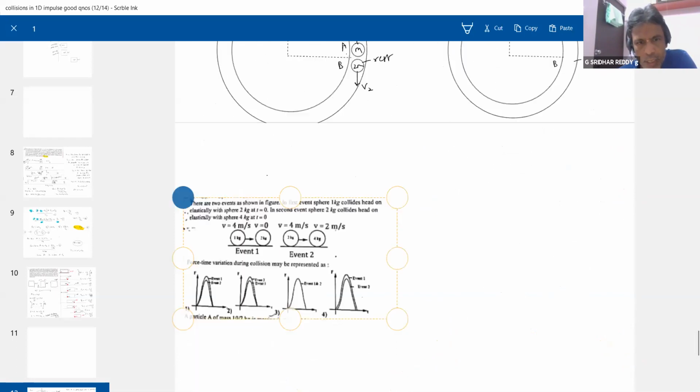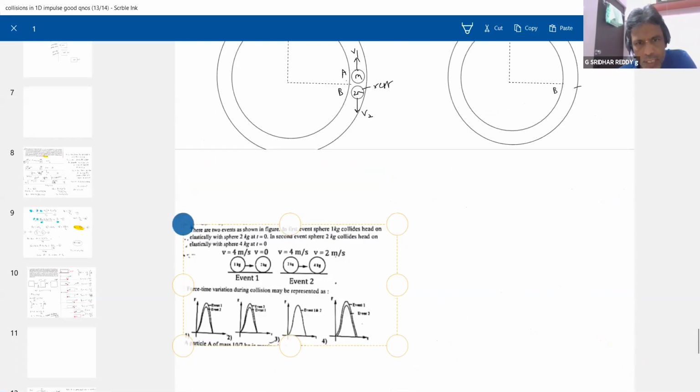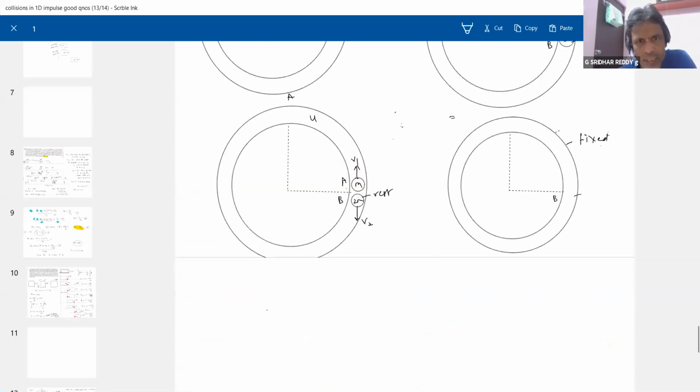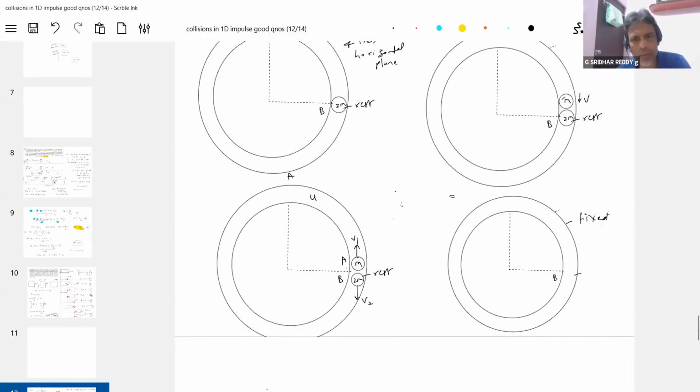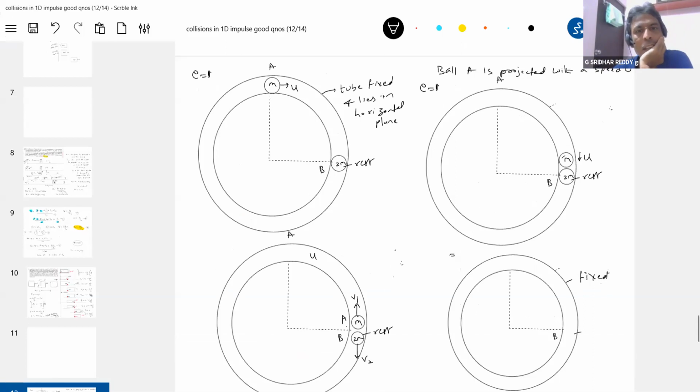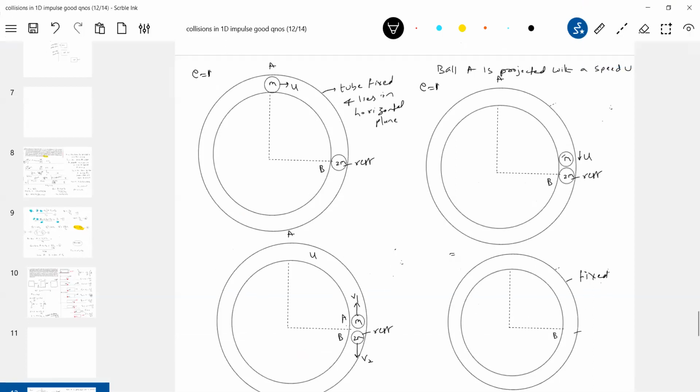If you are able to understand the question, it will be much easier. The same collisions in different ways they'll try to ask in exams. You have to be very careful about the different types of numericals. How to calculate that? So what is the initial question? The ball B is at rest and the ball A is projected with a speed u. They'll move, they'll collide. After that, what is the time taken for the second collision?